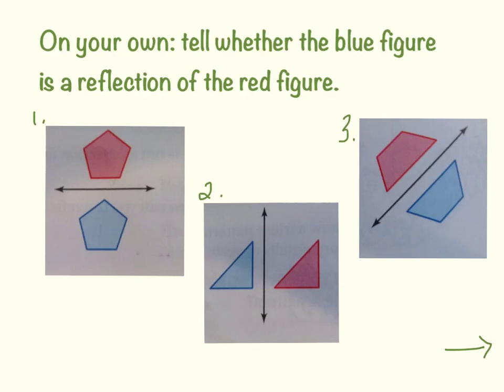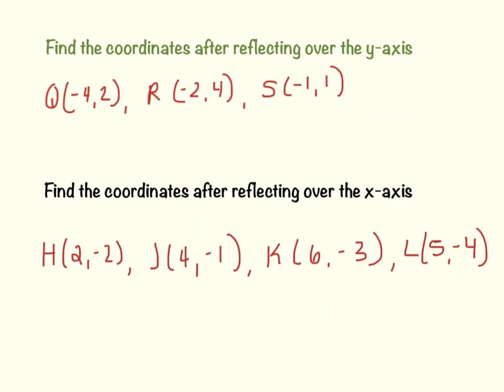For your first 3 on your own questions, I'd like you to tell whether the blue figure is a reflection of the red figure. What that means is the blue figure is our image, and the red figure is the pre-image. So has the red figure been reflected over a line? And for your last 2 questions, I'd like you to find the coordinates after reflecting over the y-axis and then after reflecting over the x-axis.